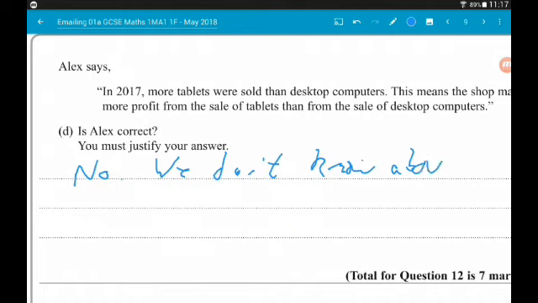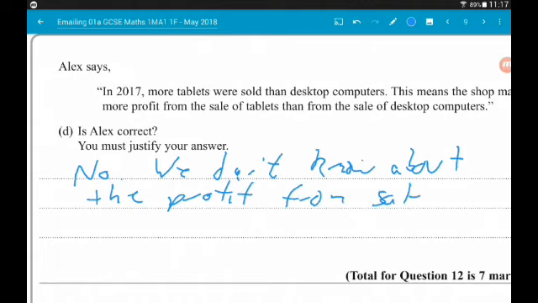About the profit from sales of tablets and desktops.